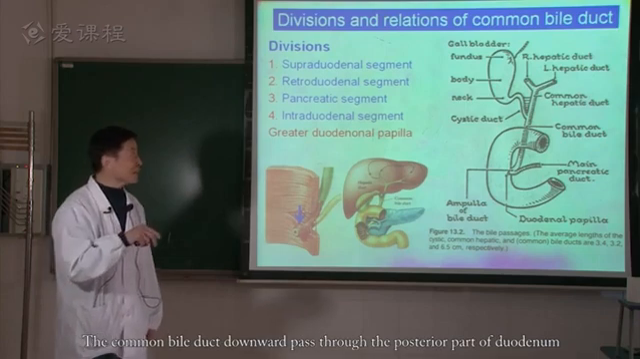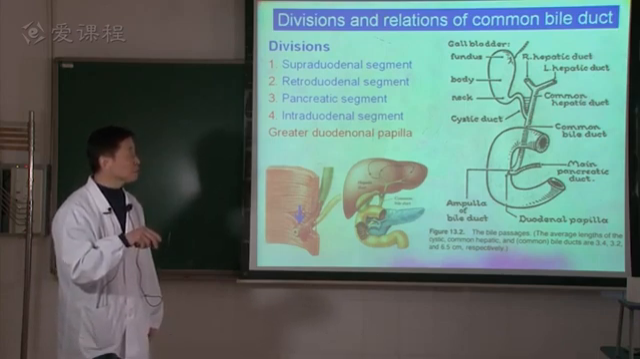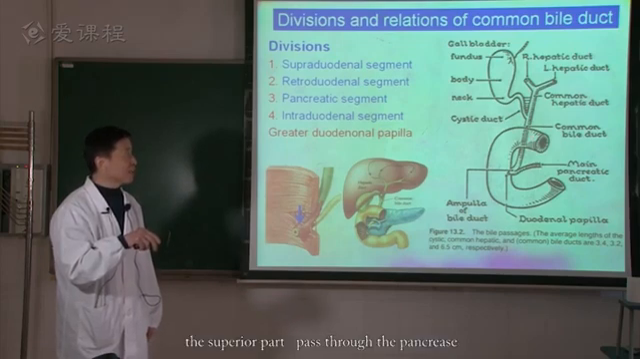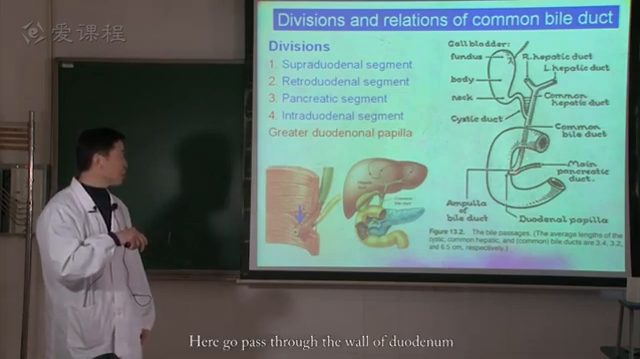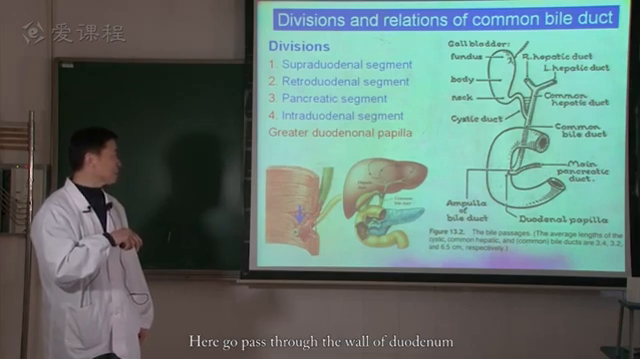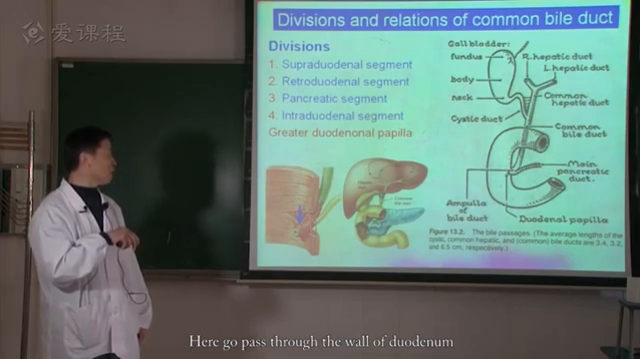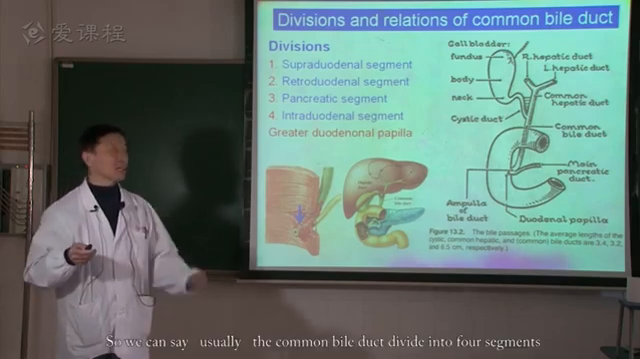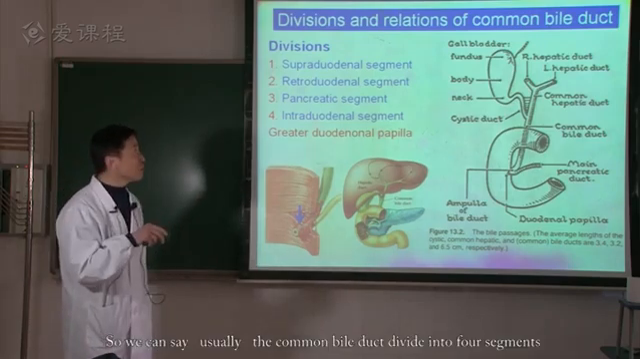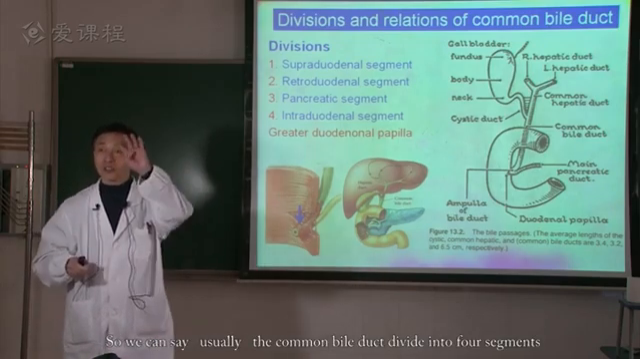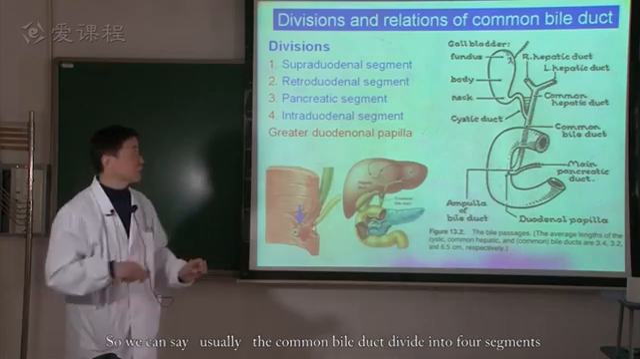The common bile duct passes downward through the posterior part of the duodenum. Here, the duodenum, the superior part. Here it passes through the posterior part of the pancreas. Here it passes through the wall of the duodenum. So we can say the common bile duct usually divides into four segments.